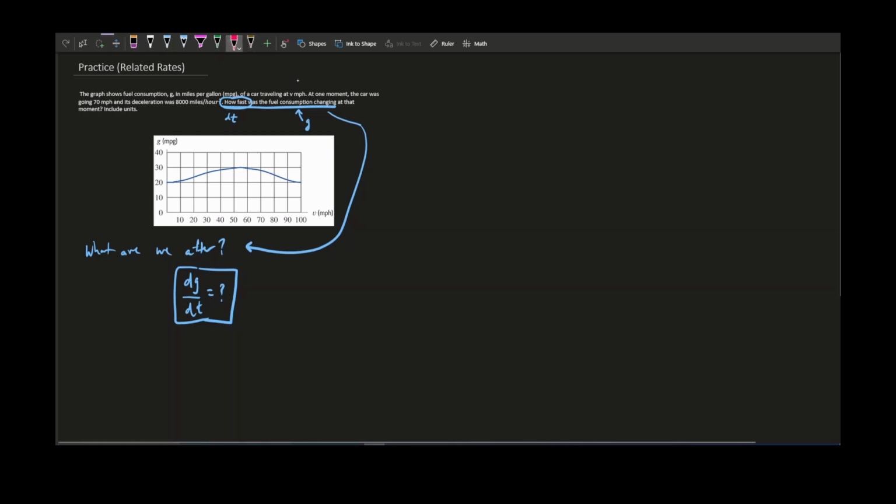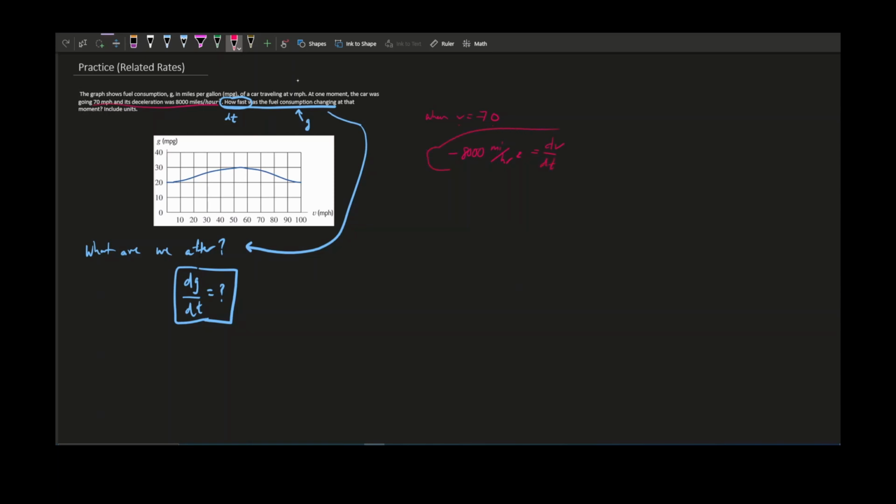But we do have one other bit of information here in the prompt, that at 70 miles per hour, so when V equals 70, the velocity of the car, its deceleration was 8,000 miles per hour squared. Now, we said deceleration, that's slowing down, so I'll say maybe that's negative 8,000 miles per hour squared. This is a rate, as we can see just by the units. The question is, what's this rate of? Well, deceleration is the rate that velocity is changing with respect to time. So this is really dV/dt.